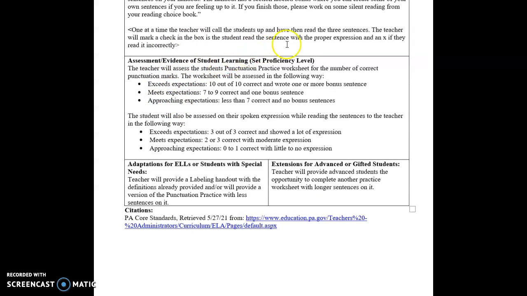Then one at a time, the teacher would call the students up and have them read the 3 sentences. The teacher will mark a check in the box if the student reads it with the proper expression, and X if they read it incorrectly.